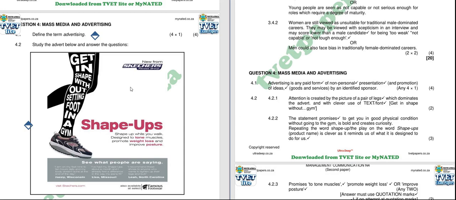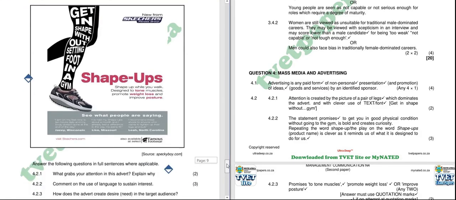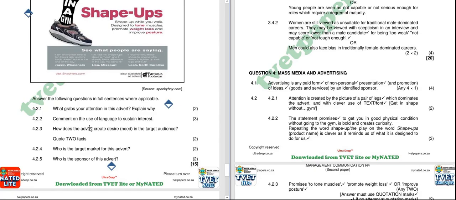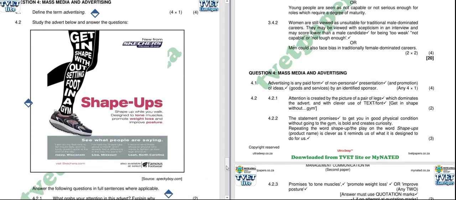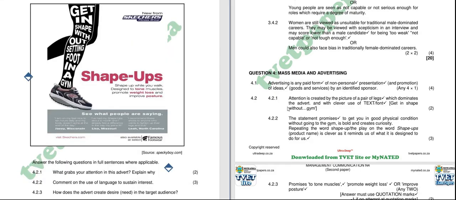So we go to 4.2, study the advert below and answer the question. So we're given an advert whereby first question says what grabs your attention in this advert, explain why. So read the advert and what grabs your attention on that part, which is 4.2.1. Then the response is attention is created by the picture of a pair of legs which dominates the advert and with a clever use of text. So this is the explanation.